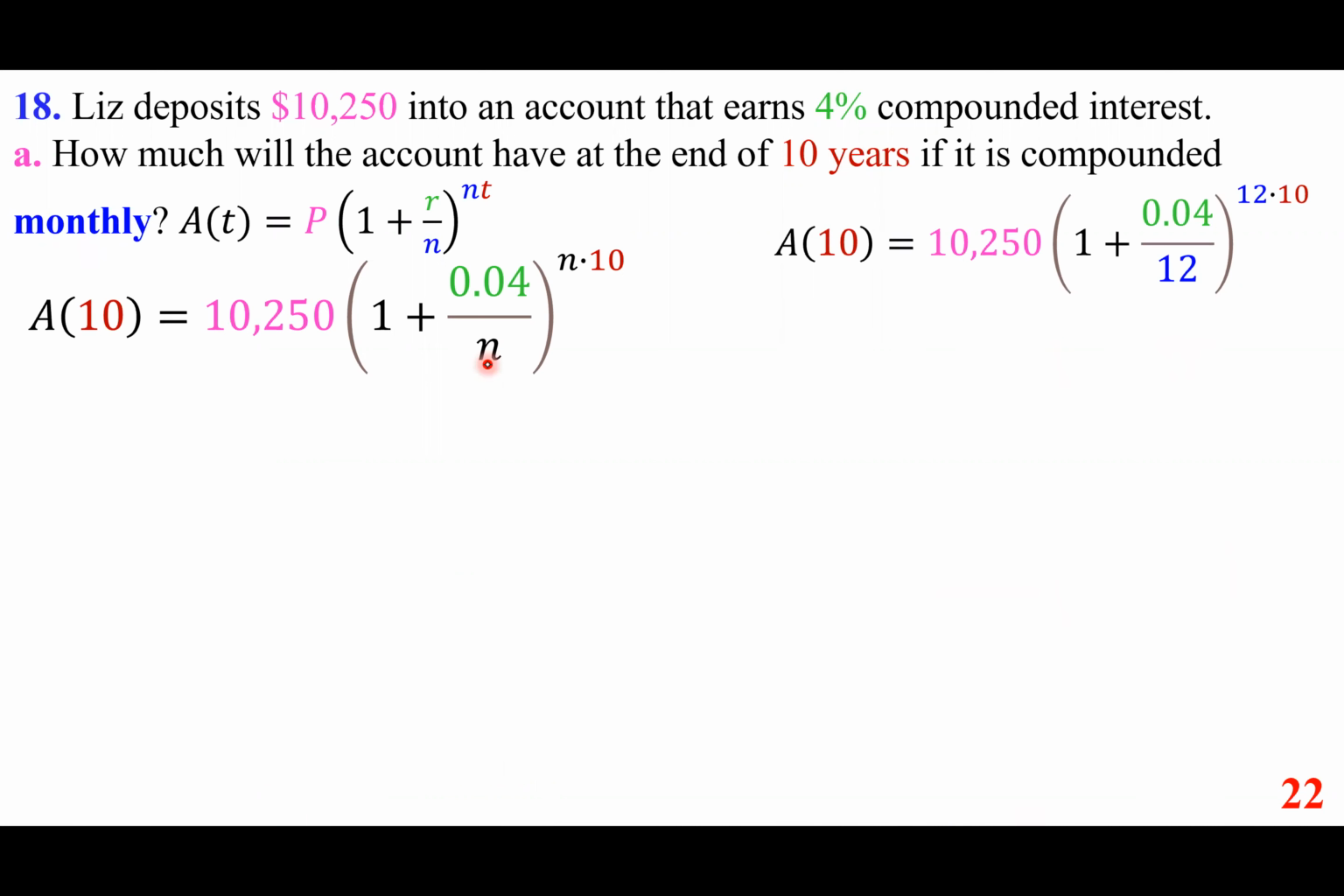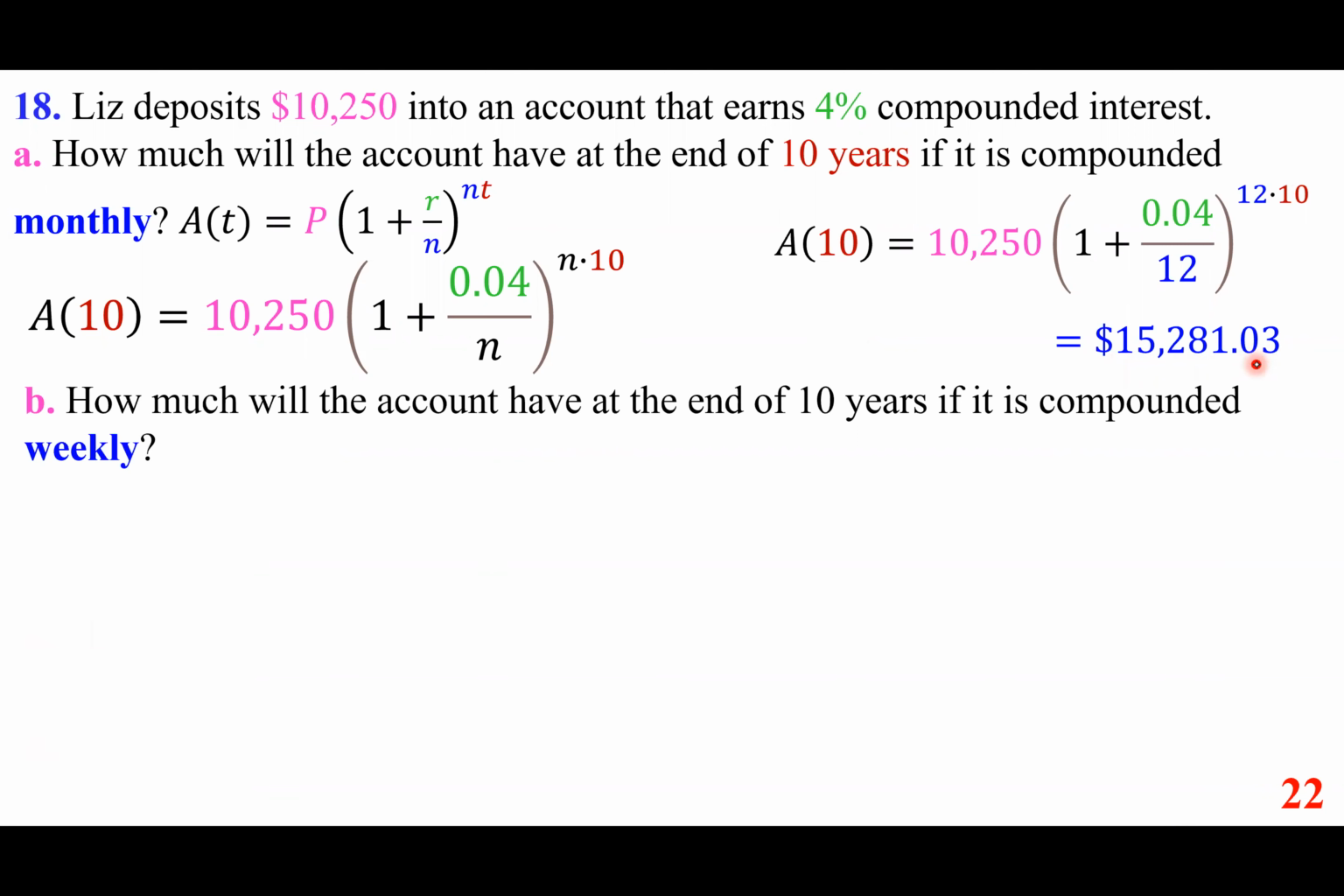And all you have to do now is plug it into a calculator, of course. 12 times 10 is 120. Add these two numbers, raise it to the power of 120 times $10,250. And it gives you $15,281.03. By the way, because we are dealing with money, we normally go with 2 decimals.